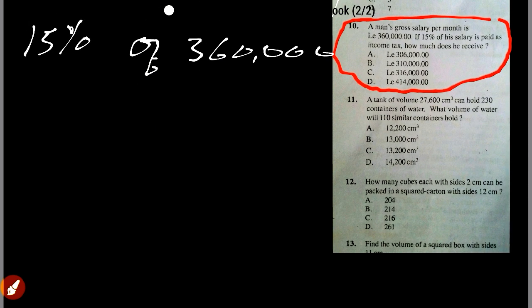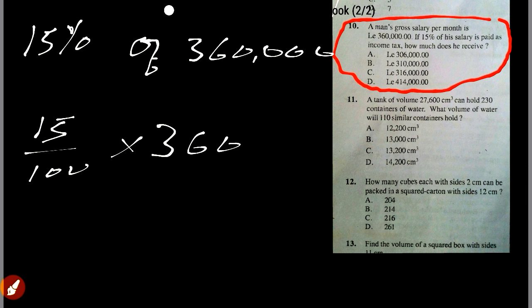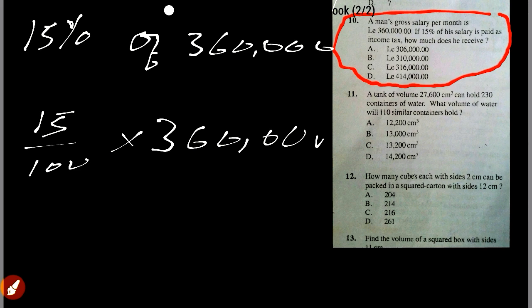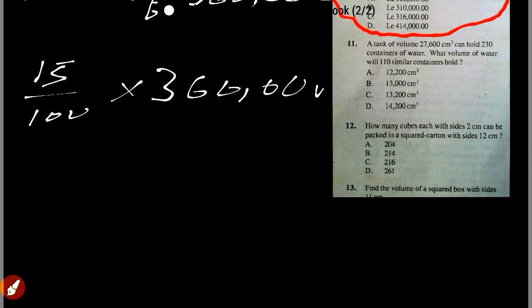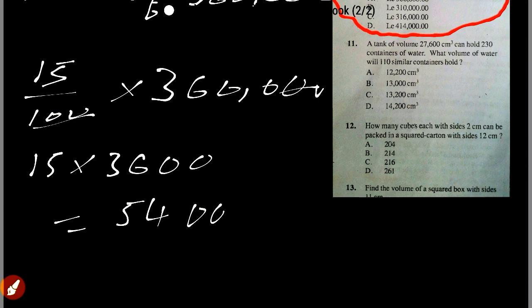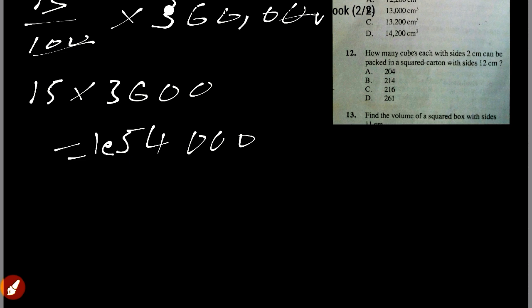So we have interpreted it this way. But the last time I told you 15% means 15 over 100 times 360,000. We are actually finding how much money is paid for the income tax. So this here cancels this. So now we have 15 multiplied by that, which is 600. So definitely this one will be equals to 54,000 leons. So this is the 15%.